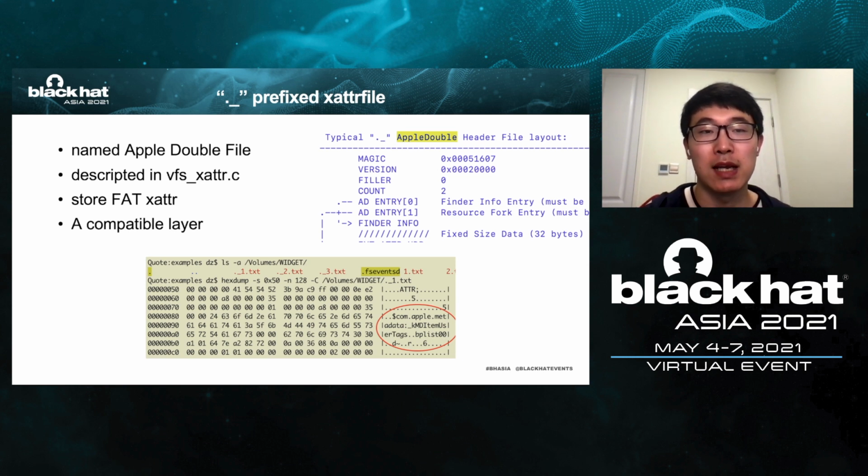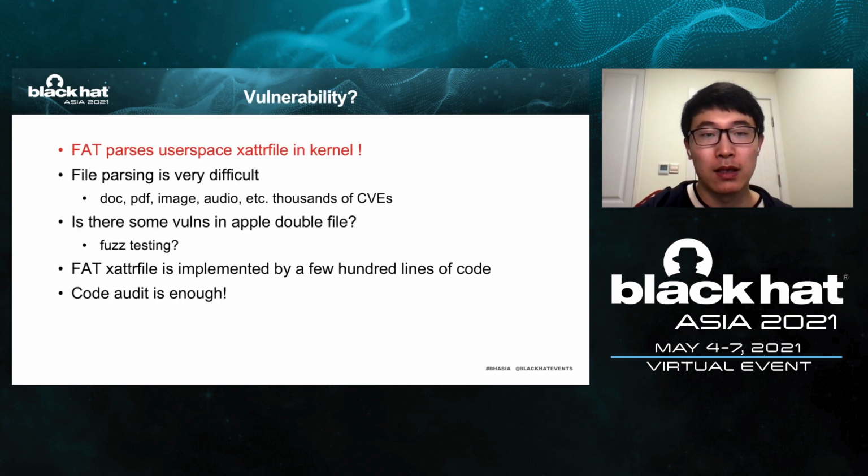a compatible layer. Why should Apple do this compatible layer? I guess that this may be due to user experience considerations. Users may be confused if some features are unsupported on other file systems. Use a regular file in user space to simulate xattr.